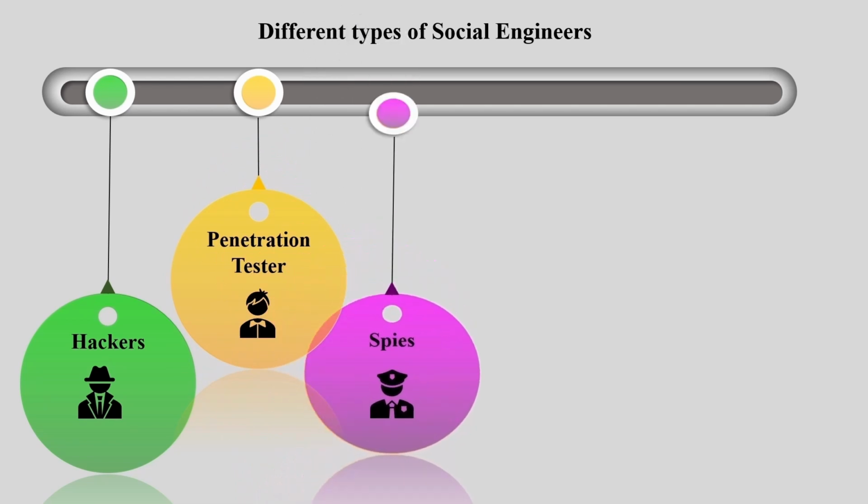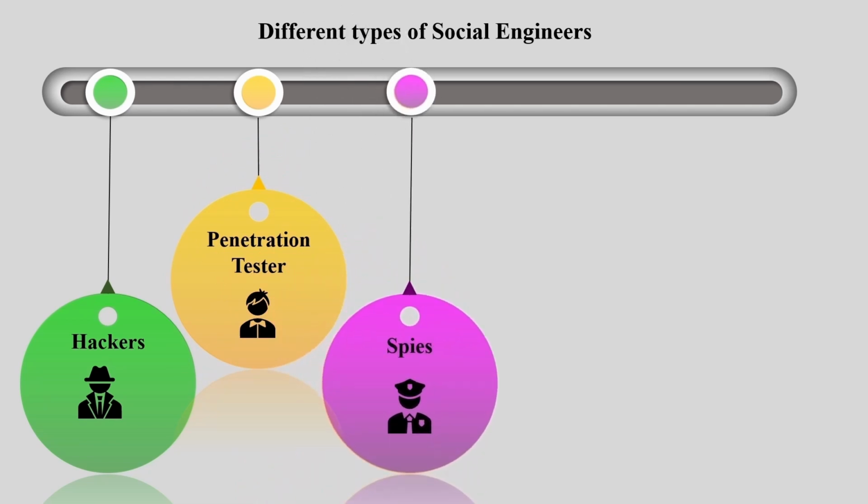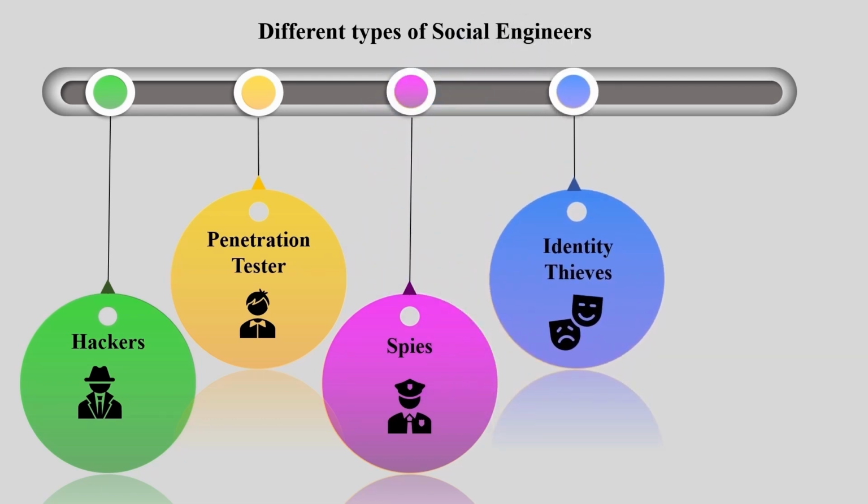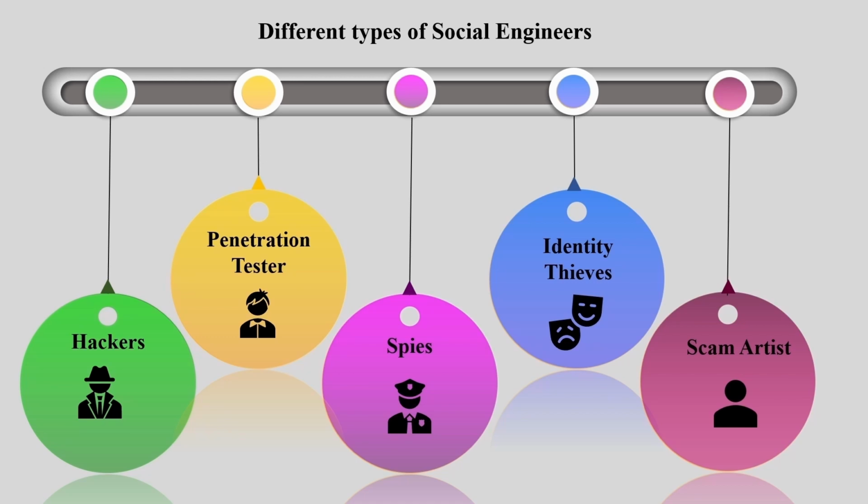Third is spies. Spies from all over the world are taught the different methods of fooling the victim into believing they are someone or something they are not. Next is identity thieves. Identity thieves use personal information such as a person's name, bank account numbers, address, birth date, and social security numbers without the victim's knowledge. Scam artist. A scam artist is a person who attempts to defraud others by presenting a fraudulent offer and pretending that it is legitimate.